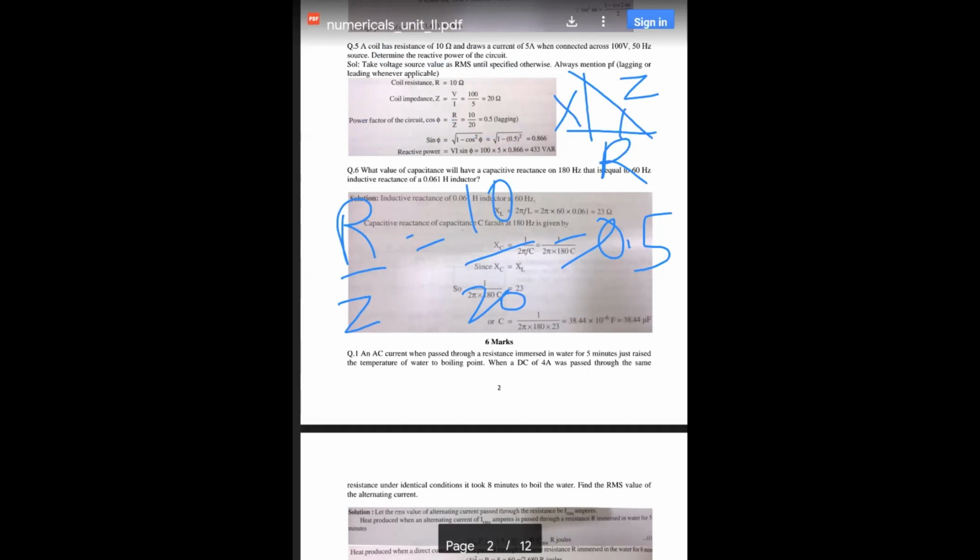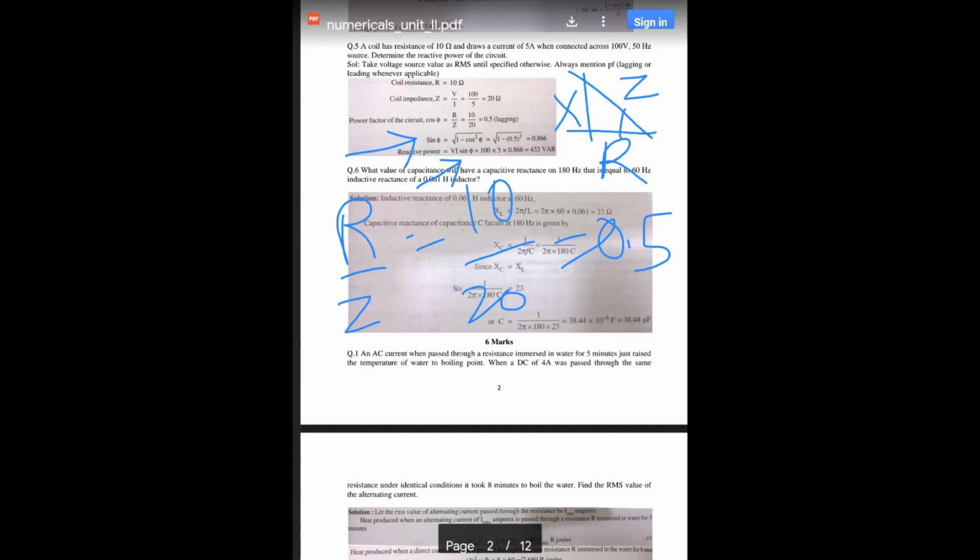So when cos phi is known to us, we can calculate it, since 1 minus cos square theta is equal to sin square theta, we know. So we can calculate sin phi as 0.866 and substitute in the formula VI sin phi to get the result for the reactive power.